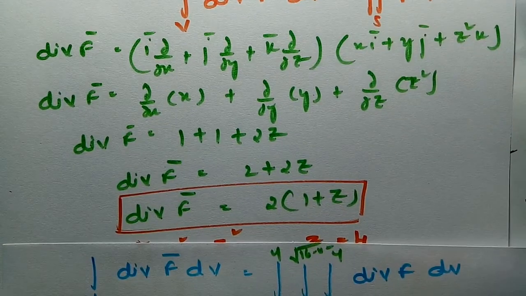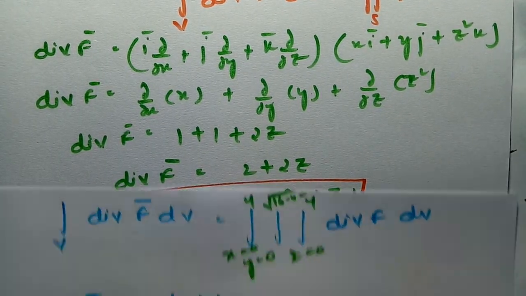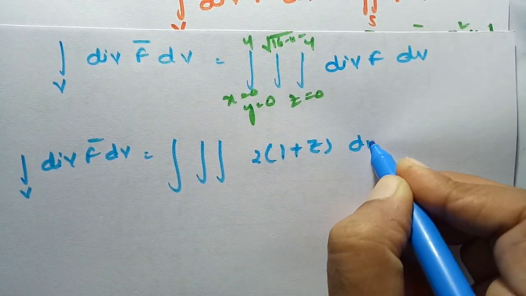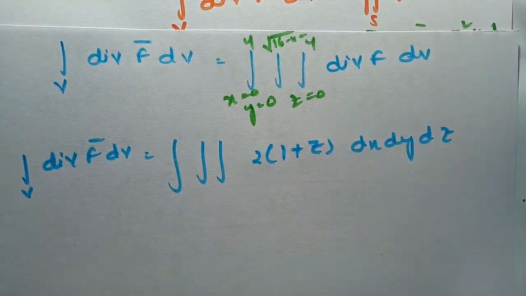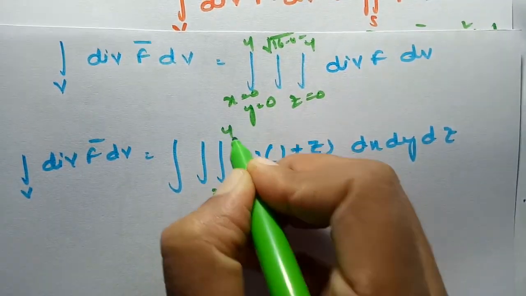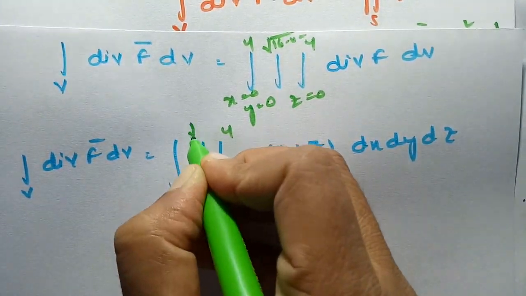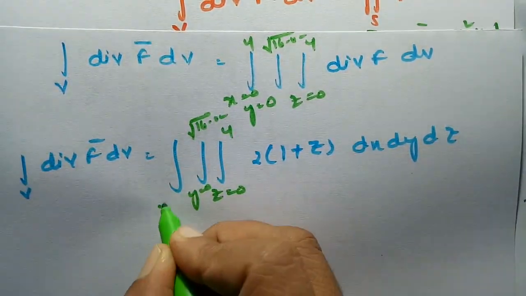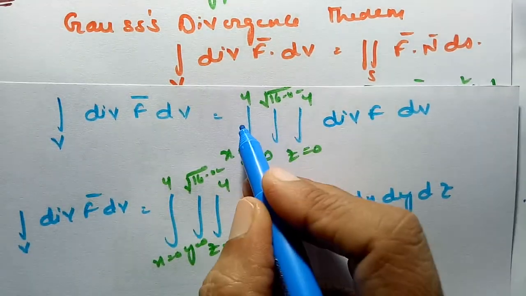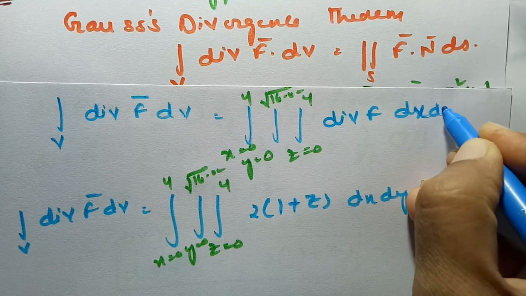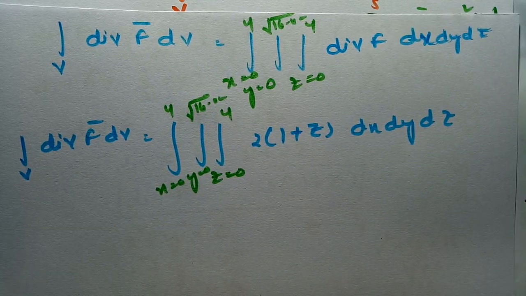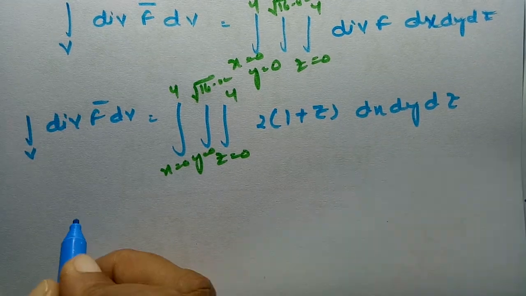So div f is nothing but 2 times (1 plus z). So this will be 2 times (1 plus z) dx dy dz between the limits z from 0 to 4, y from 0 to root over 16 minus x square, and x from 0 to 4. And here, since it's a triple integral, we have to write dx dy and dz. So now I am going to integrate with respect to z first of all.